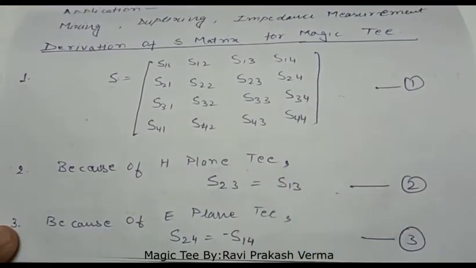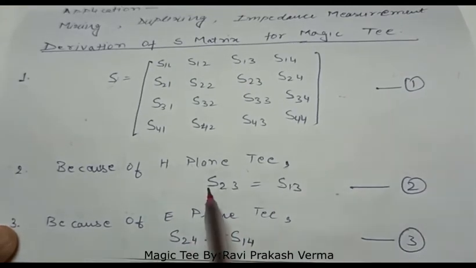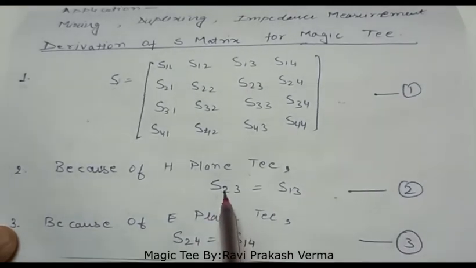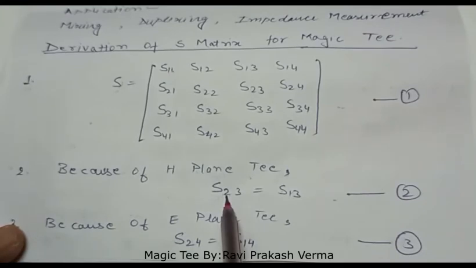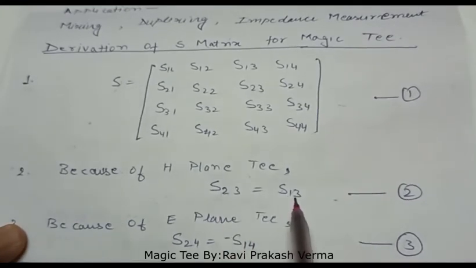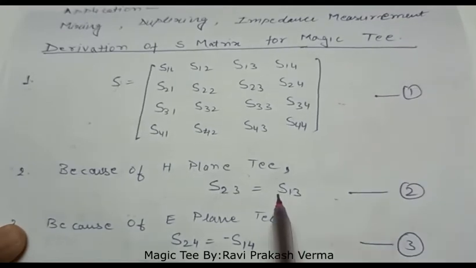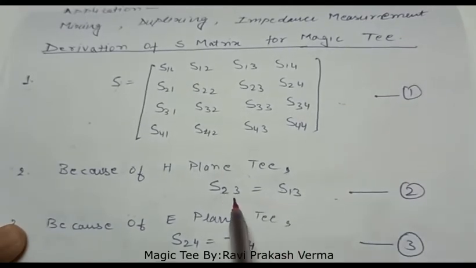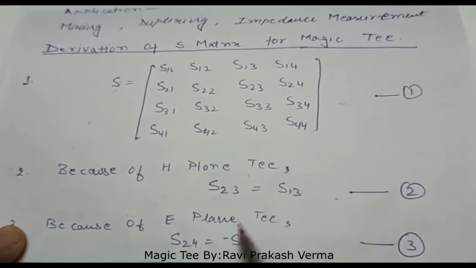S23 is equal to S13, which means we are giving input at port 3 and taking output at port 2, and giving input at port 3 and taking output at port 1. Both have equal magnitude and equal phase.